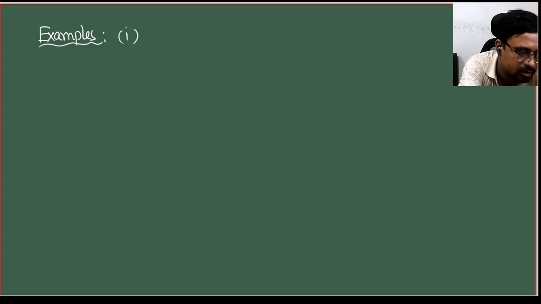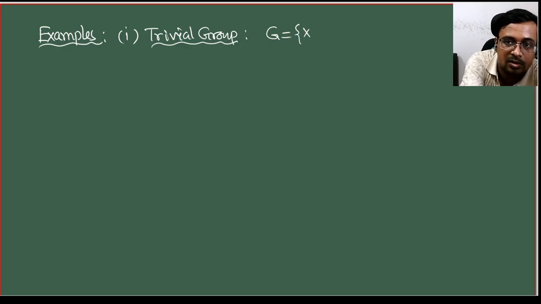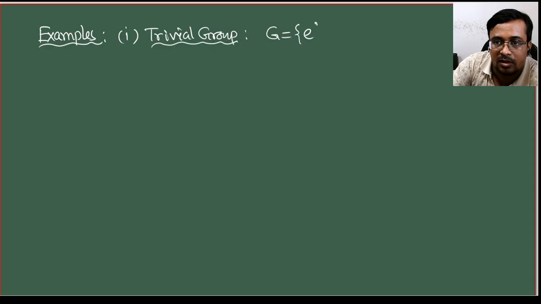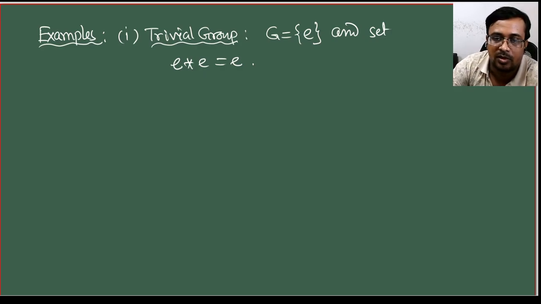First example is the trivial group. You take G to be a singleton set containing only one element, say E, and set star to be the binary operation defined by E star E equals E. Then G obviously satisfies the axioms of a group. So this is a group containing only one element, called the trivial group.